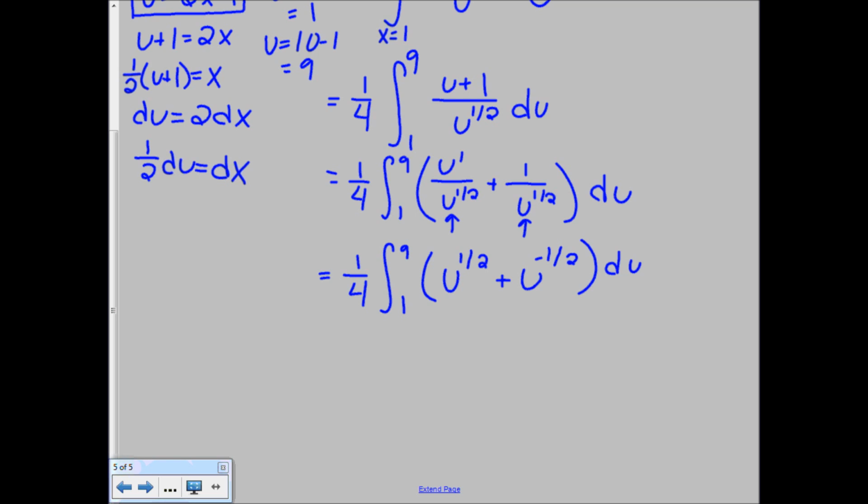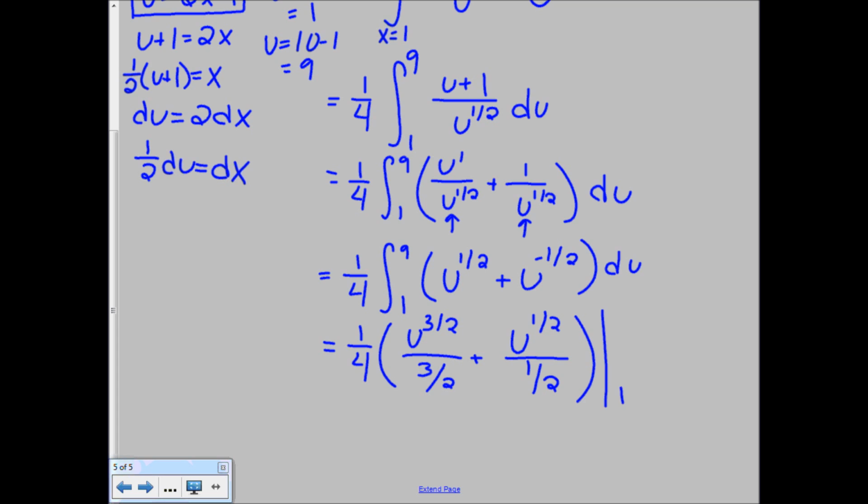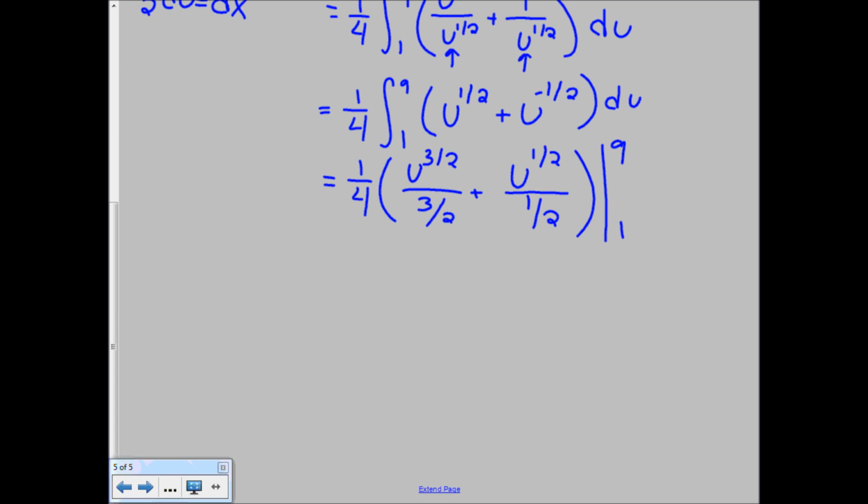Now all we have left to do is integrate and substitute in. So we're going to get 1/4 times u to the 3/2 over 3/2 plus u to the 1/2, because negative 1/2 plus 1 is positive 1/2, over 1/2, all evaluated from 1 to 9, which is just going to be 1/4 times 2/3 u to the 3/2 plus 2 u to the 1/2, evaluated from 1 to 9.